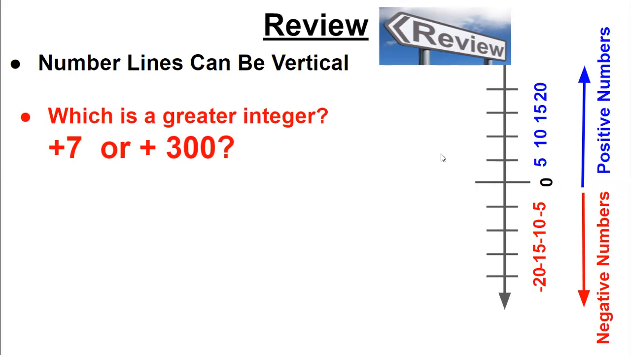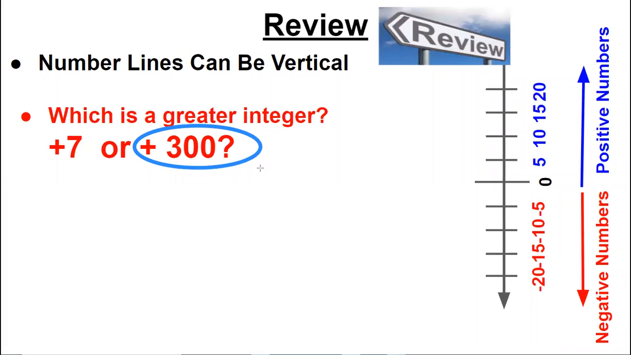So which is a greater integer, positive 7 or positive 300? What do you think would be a greater integer? Which number is bigger? They're both positive, so we're going to go farther from zero. That's going to be the bigger number. So that one should be easy. 300 is bigger than 7. I would rather have $300 than $7. I think that 300 is way bigger.